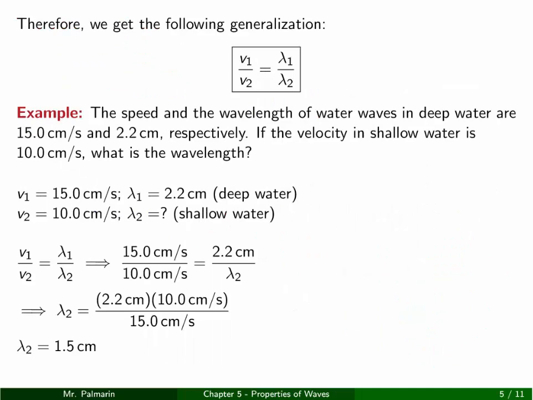Now, we actually can do some calculations with that. When you have two media, it's quite useful to be able to determine certain properties, for instance what will happen to a wave as it enters a different medium. What will be its wavelength, what will be its future velocity. So for instance, in this example, the speed is 15 centimeters per second and the wavelength is 2.2 centimeters. If the velocity in shallow water is such, what is the wavelength? This is the formula. It's a simple ratio formula. Velocity 1 over velocity 2 is equal to wavelength 1 over wavelength 2.